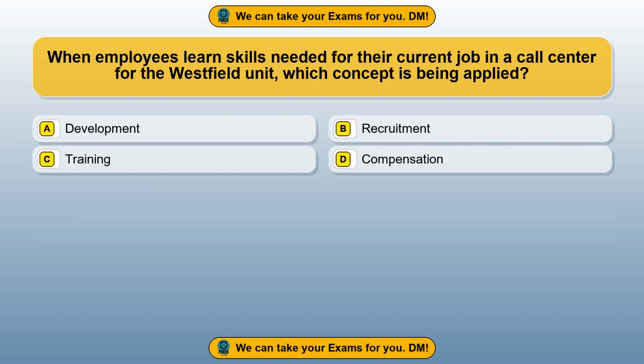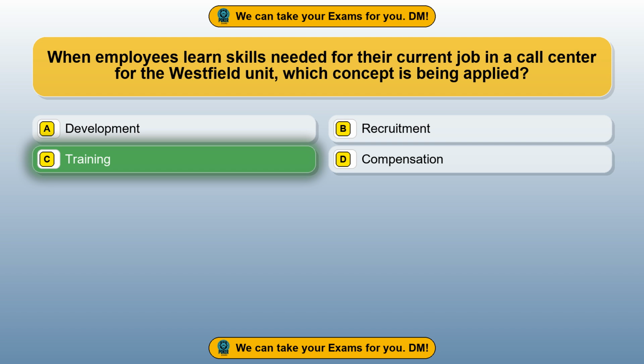Question 24. When employees learn skills needed for their current job in a call center for the Westfield unit, which concept is being applied? Option A, development. Option B, recruitment. Option C, training. Option D, compensation. The correct answer is option C, training.